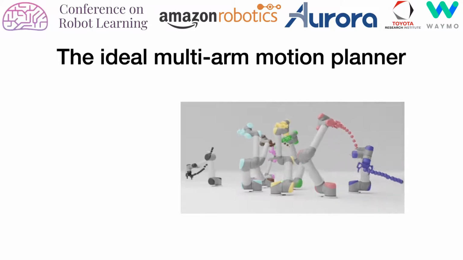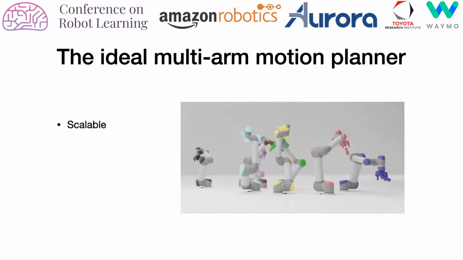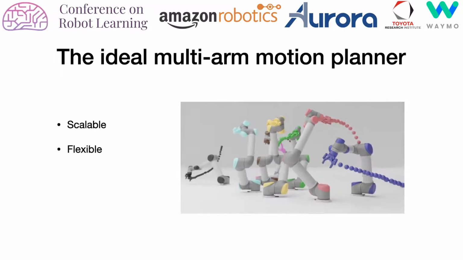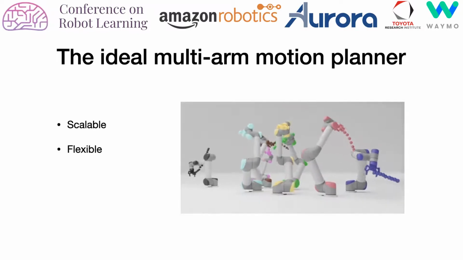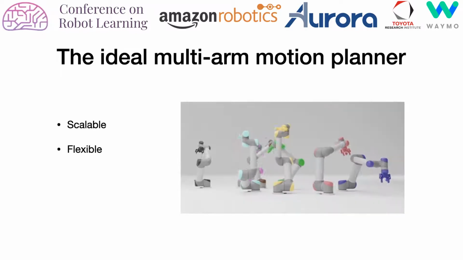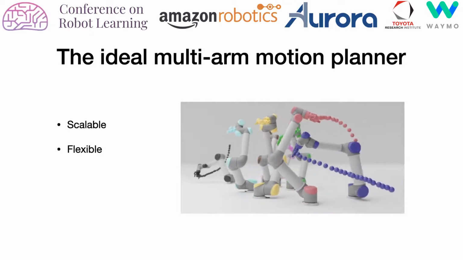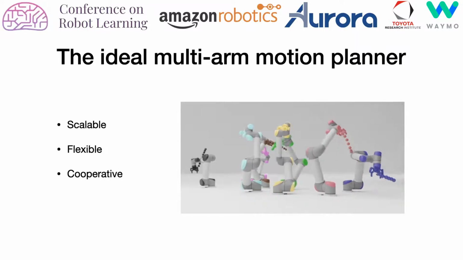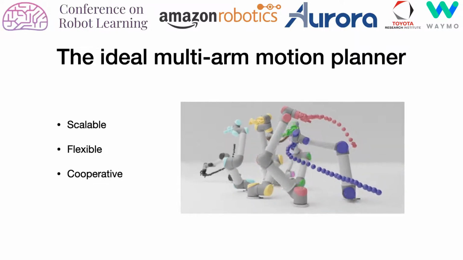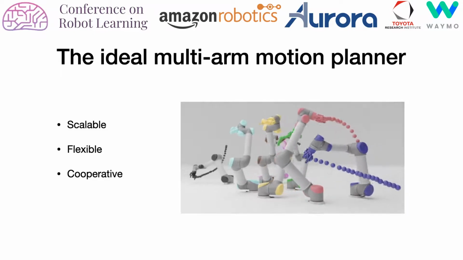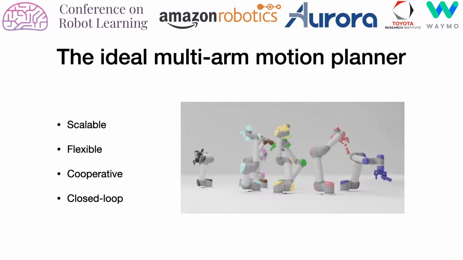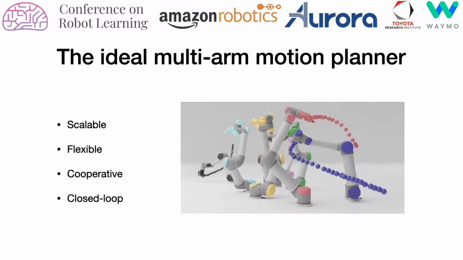A multi-arm motion planner should be scalable, in that its runtime scales efficiently with the number of arms in the system. It should be flexible, in that arms can be added to, removed from, or moved around the workspace without an expensive retraining of neural networks. It should be cooperative, in that all arms need to reach their targets in a collision-free manner. Finally, if we want it to work in dynamic environments, the planner should also be closed-loop, so that it could react to unknown dynamics of objects.